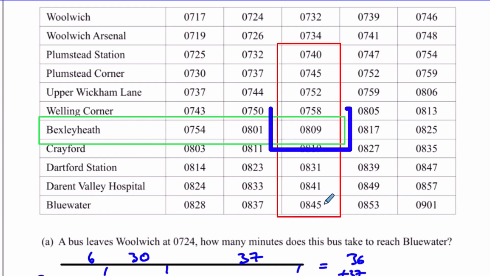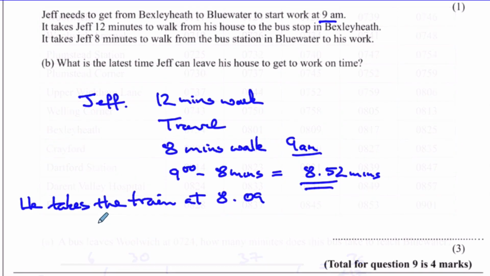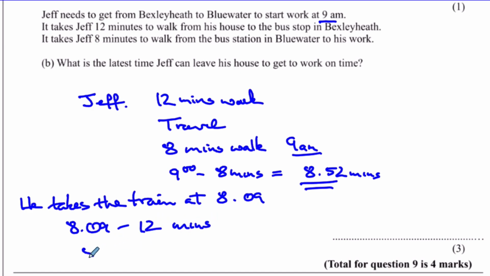So he has to catch the train at Bexleyheath at 8:09. He's got a 12-minute walk from his house. So 8:09 take away 12 minutes. If we take off the 9 minutes, that takes us to 8 o'clock. And then we take off another 3 minutes, and that takes us to 7:57 a.m. So the latest he can leave is 7:57 a.m.